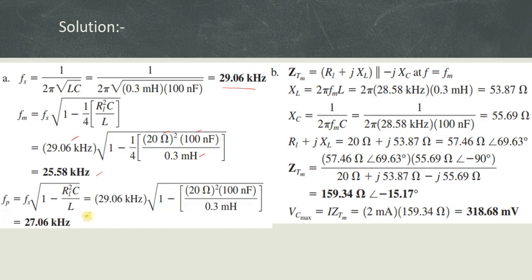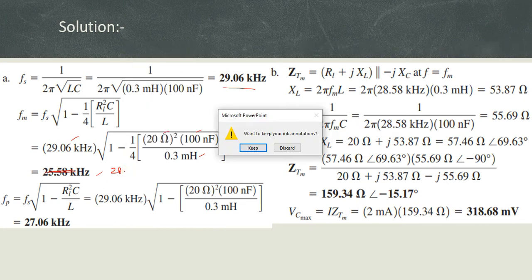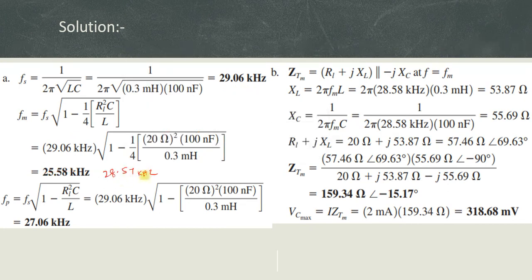Okay, so here it is a mistake. It is around 28.57 kilohertz. So my Fm value is around 28.57 kilohertz. Similarly, Fp, you substitute all those values, it is around 27.06 kilohertz. We know that for a parallel resonance circuit, Fs is greater than Fm and Fm is greater than Fp. So compare all those values, it obeys this condition.